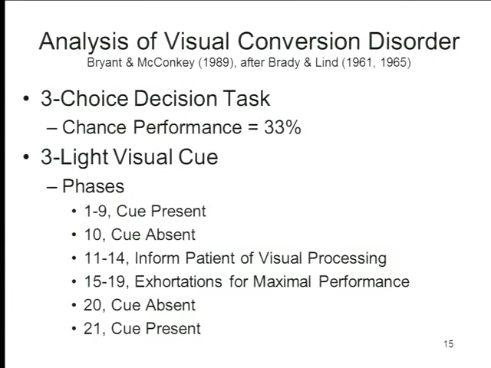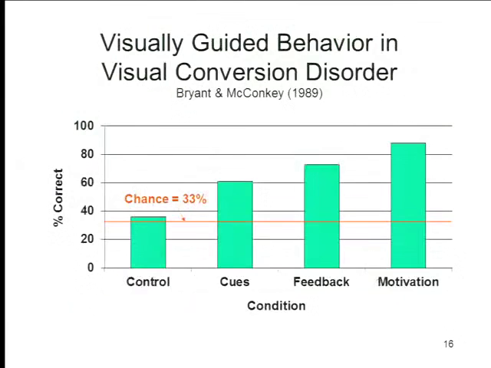Because this three-choice decision task was accompanied by a set of visual cues. There were little LEDs next to each of the switches, and the LED would light up above the correct switch. And so there was a bunch of phases here. First 9 or so phases, the cue was present. There was also a control phase where these light cues were absent. Then later on, there were various other kinds of manipulations. Those will become clear in a second.